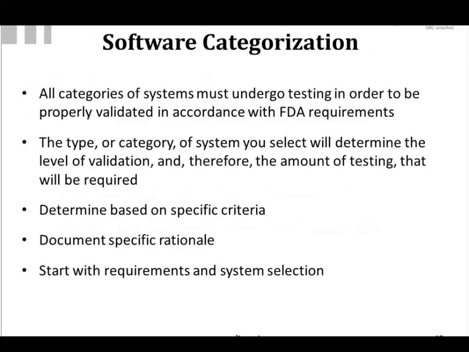Now, software categorization is also another way to slice and dice these GXP systems and make sure that you're doing the right testing. So a lot of systems will undergo testing for validation, but you need to know the type or category of system and the level of validation that you would need, the amount of testing that's required. And you determine that based on very specific criteria, and then establish your rationale for your testing, and you start with your requirements and system selection.